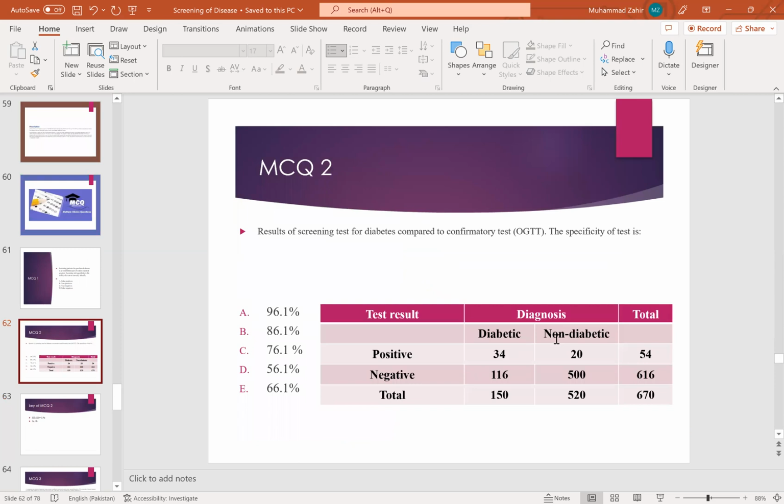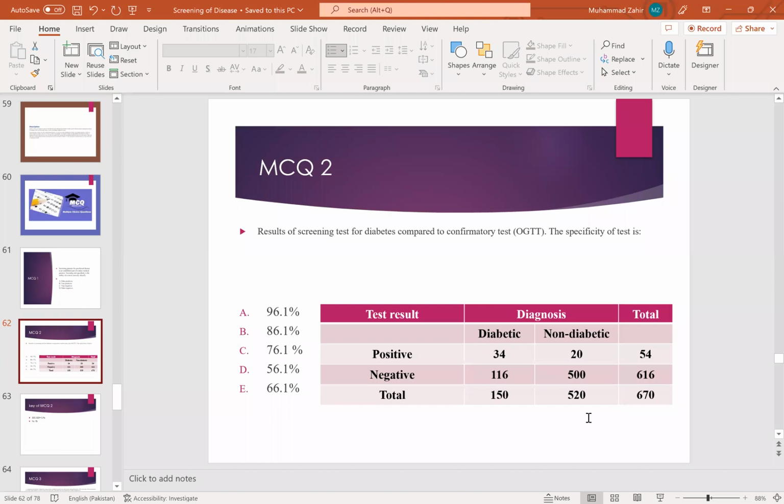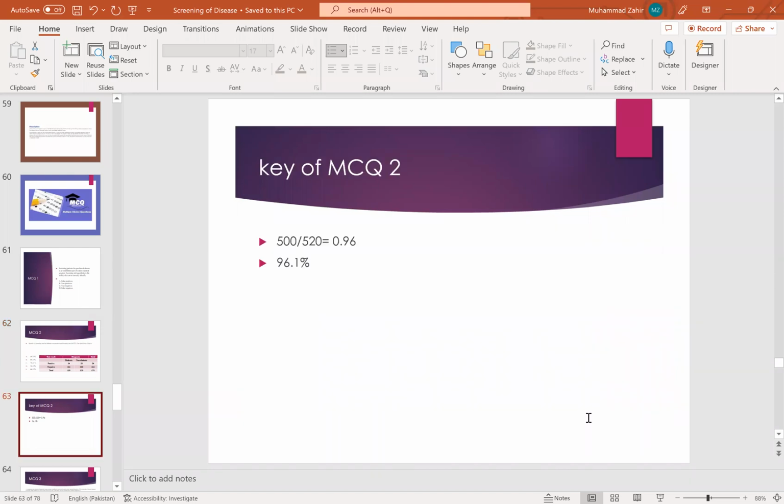Results of the screening test for diabetes compared to confirmatory tests, oral glucose tolerance, and the specificity of the test is? How do we calculate the specificity? I'll show you the solution. The specificity is true negative divided by total. So it would be 500 divided by 520, and the answer would be 96.1.